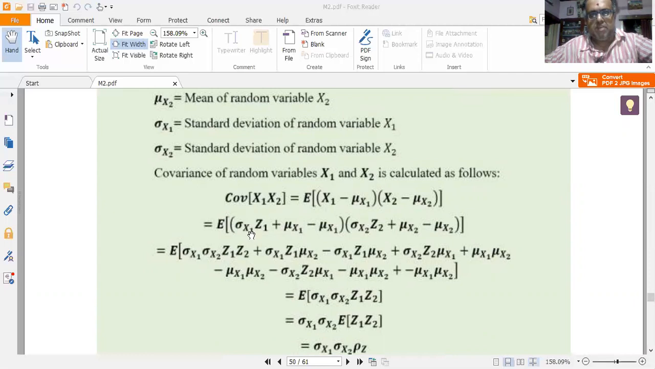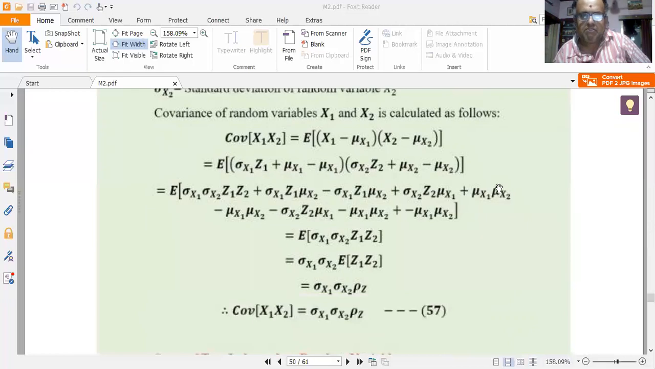to E of (sigma x1 Z1 plus mu x1 minus mu x1) into (sigma x2 Z2 plus mu x2 minus mu x2), right? So multiplying and simplifying, I get the expected value of sigma x1 sigma x2 Z1 Z2 plus sigma x1 Z1 mu x2 minus sigma x1 Z1 mu x2 plus sigma x2 Z2 mu x1 plus mu x1 mu x2 minus mu x1 mu x2 minus sigma x2 Z2 mu x1 minus mu x1 mu x2 plus mu x1 mu x2. Here one sign should be plus, while the slide has given minus, so one should be a little bit careful there.